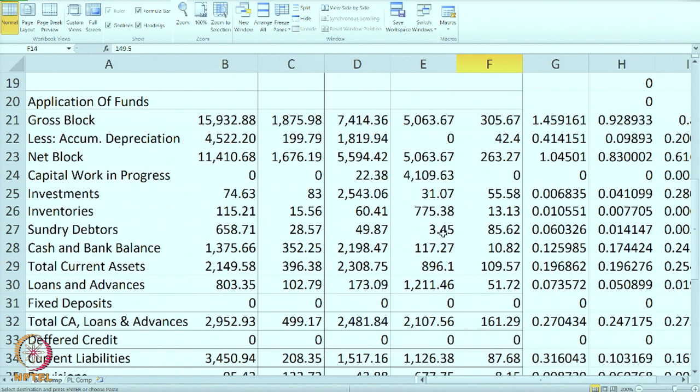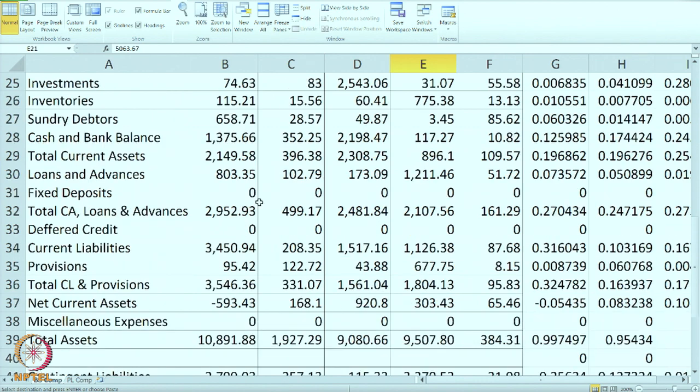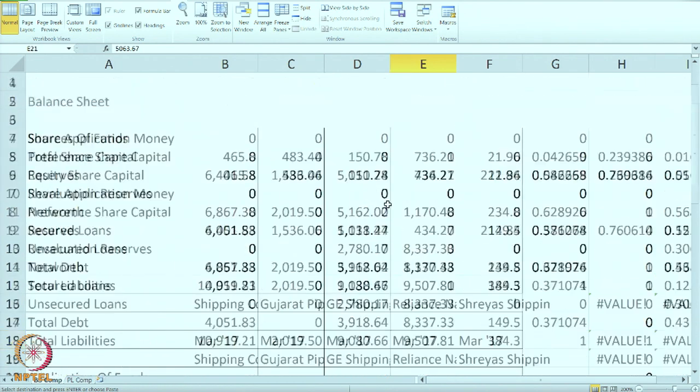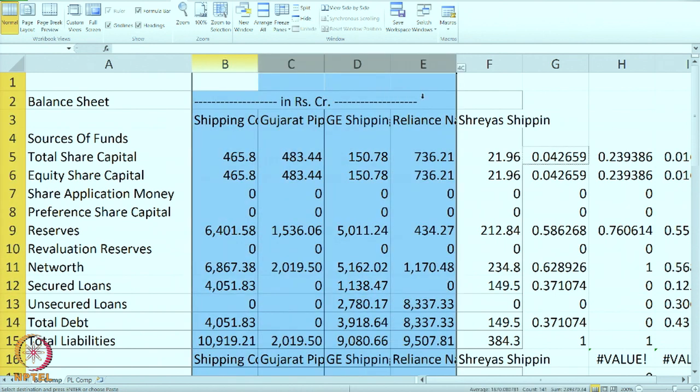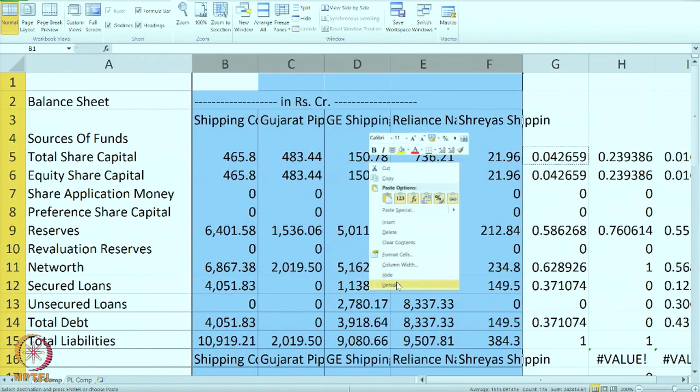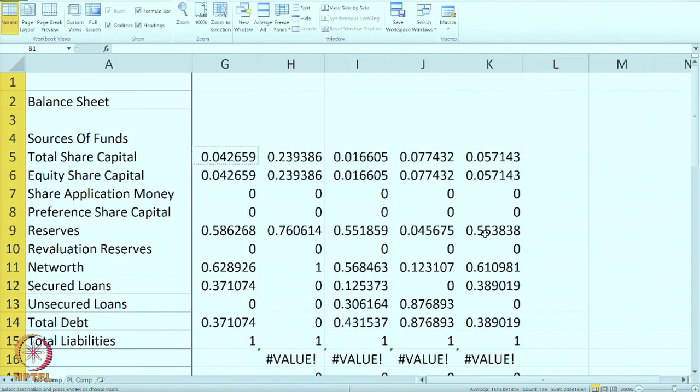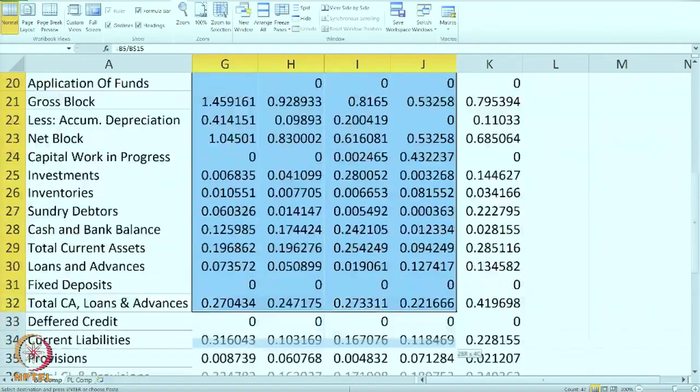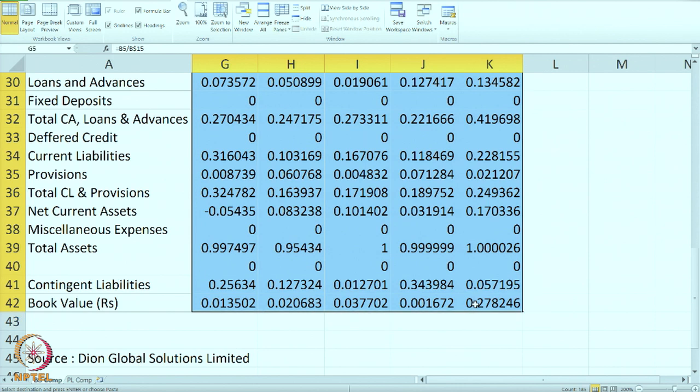You can also look at their gross block. Gross block is very high for Shipping Corporation because they own a lot of ships, somewhat less for GE, and other companies have less. So you can understand that other companies are more efficient in utilizing their asset, which is mainly the ship. Now, I think we'll hide the figures and go for comparison with percentage. Let us convert it into percentage terms.